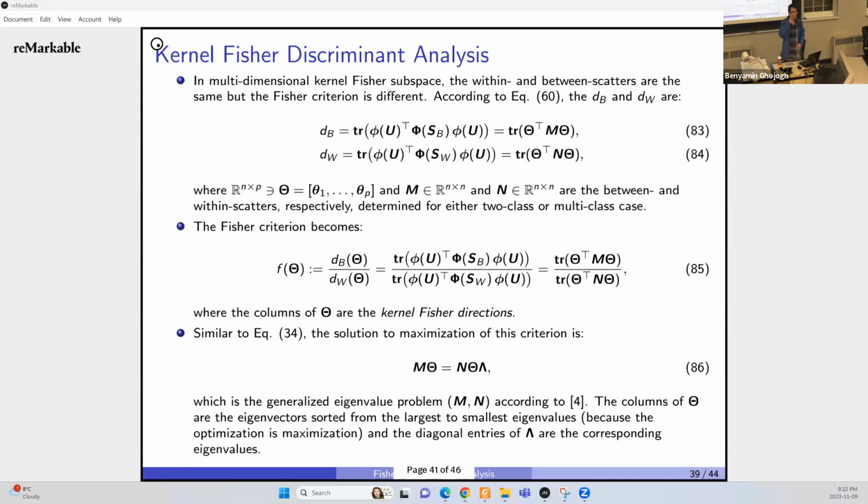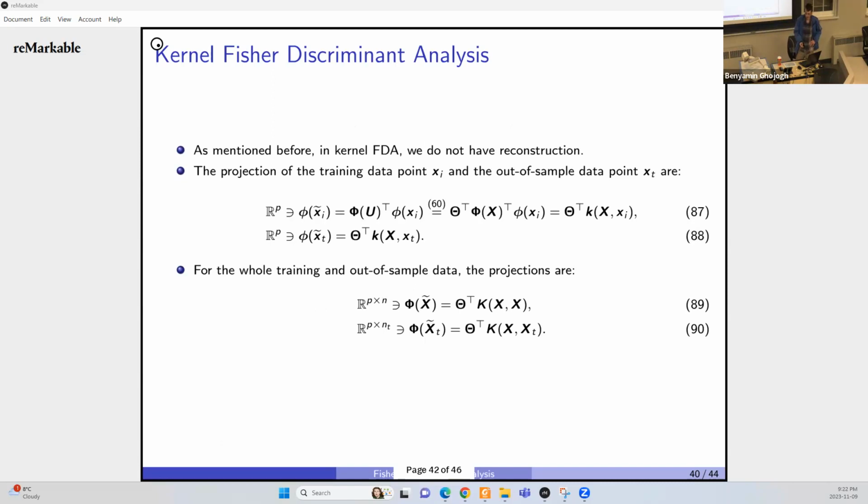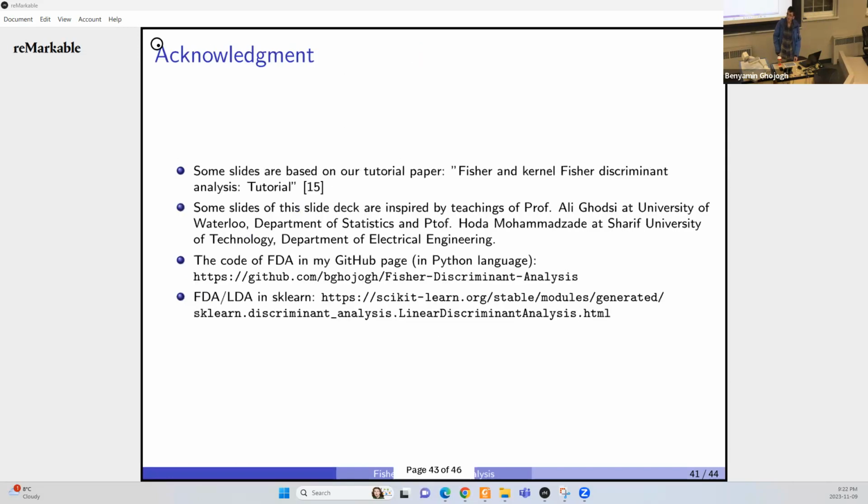So again, that was for one solution. Theta was a vector. Now, what if we have multiple directions of the kernel FDA subspace? Theta becomes a matrix, so I will have a trace now. The Fisher criterion becomes trace of theta transpose M theta over trace of theta transpose N theta. Again, the solution becomes this, and now I have several eigenvectors. Likewise, I have a projection for training data and test data. By the way, subscript T means test or out of sample data. Any question?